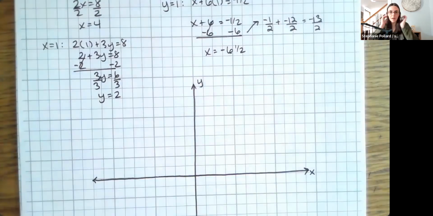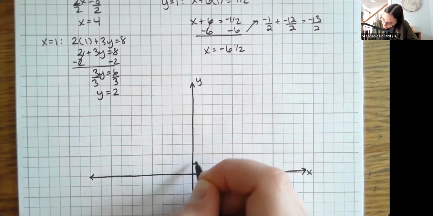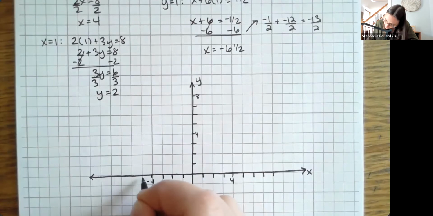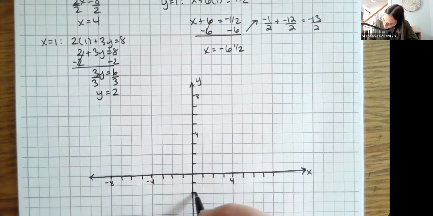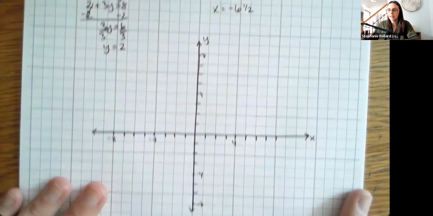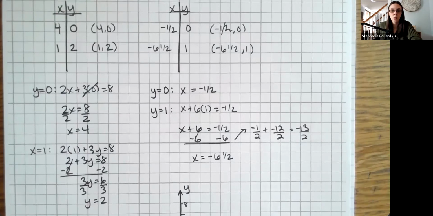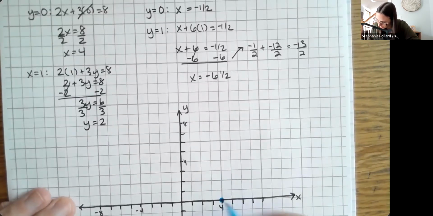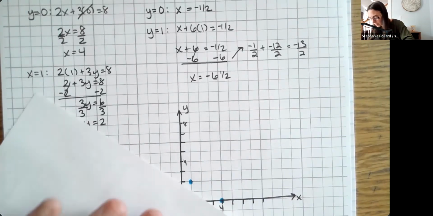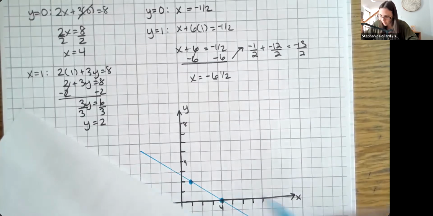And I think I'm just going to do my grid by ones. So 1, 2, 3, 4, 5, 6, 7, 8. I'm just putting a few marks in. Go down to negative 7 there. Okay, so my first line, and I'm going to use some different colors here, has the points 4, 0, and 1, 2. So there's 4, 0, and 1, 2. And I'm just going to do my best to use a straight edge here and graph that first line.